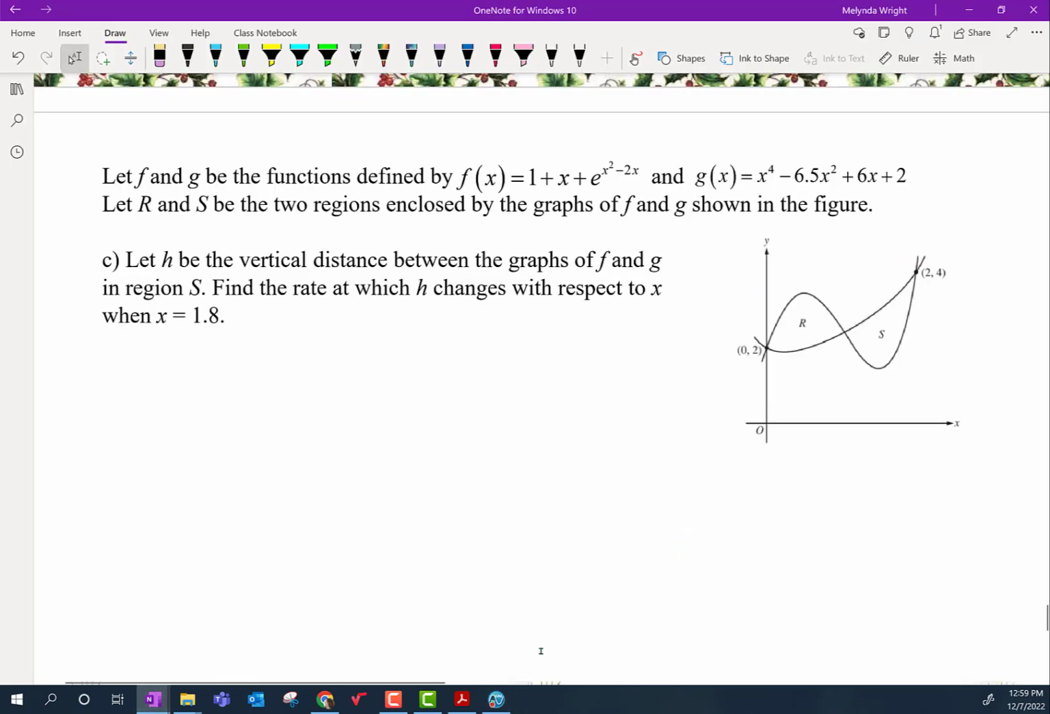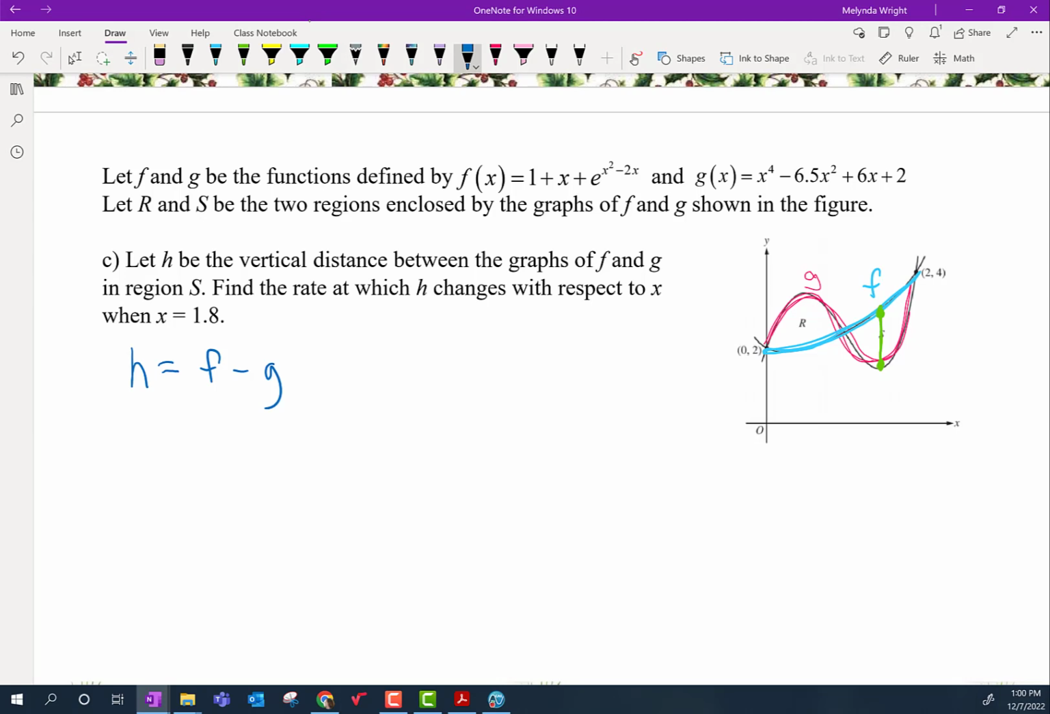Okay. So h is the distance between f and g. Okay, so this is g. Okay, and this one was f. And I know you're probably not surprised, but it's big minus little, right? This is h, the distance between f and g. So h is big minus little, so f minus g. Okay, so h is the vertical distance between the graphs of f and g. Got it. In region S.